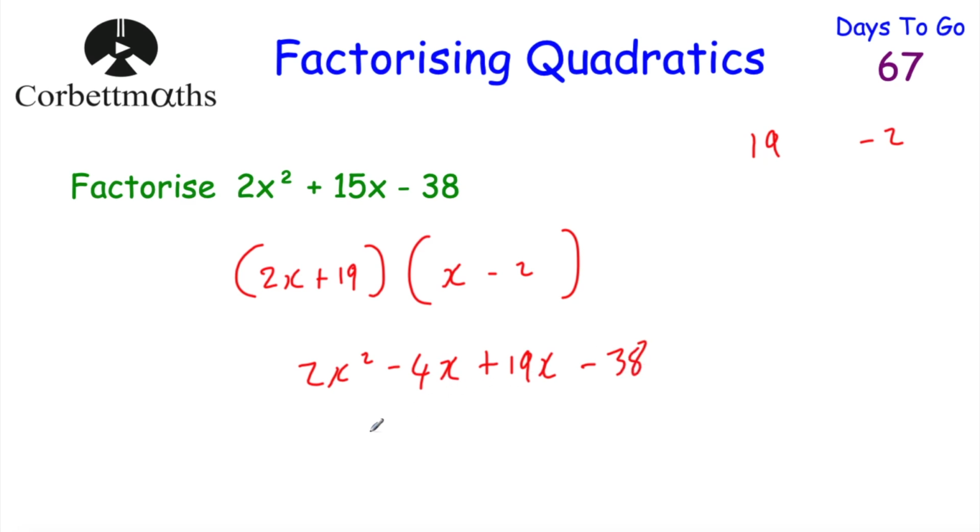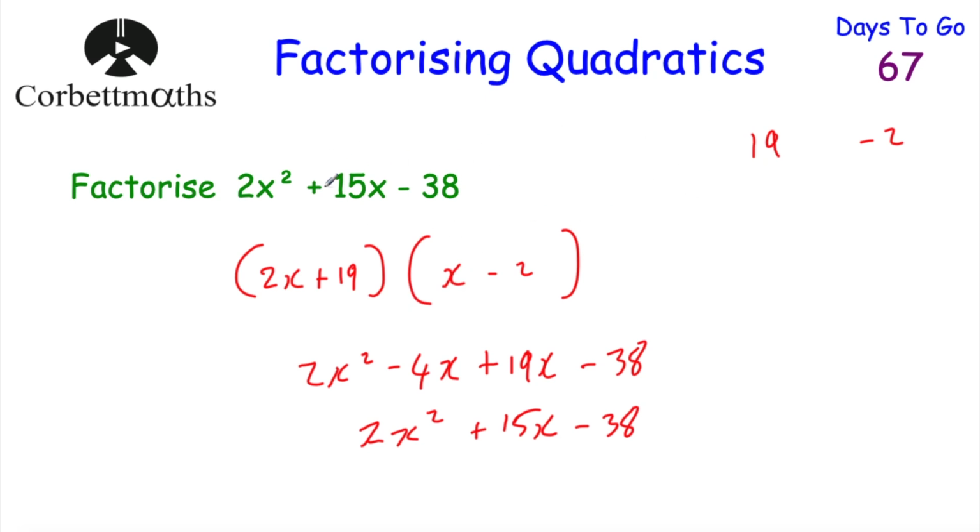And then here, if we simplify this, we'd get 2x squared. Then we've got minus 4x plus 19x, that'll be plus 15x, which is what we wanted, fantastic. And then minus 38, and that's it. And as I said, the more of these you practice, the quicker you get at them, and the better you get at spotting where things should go.